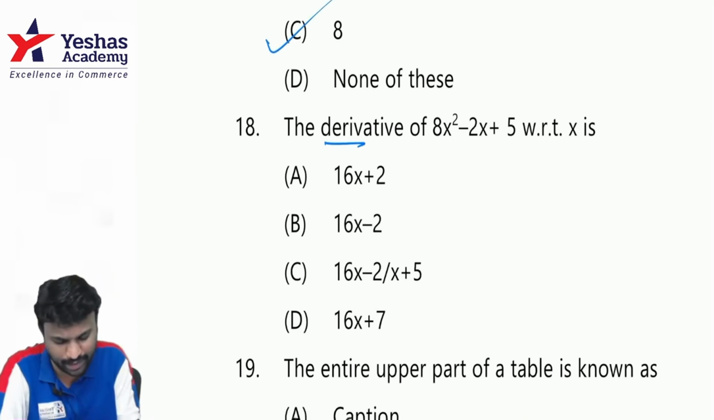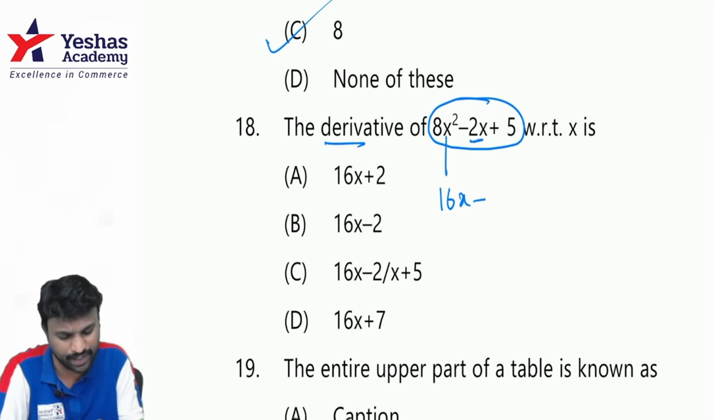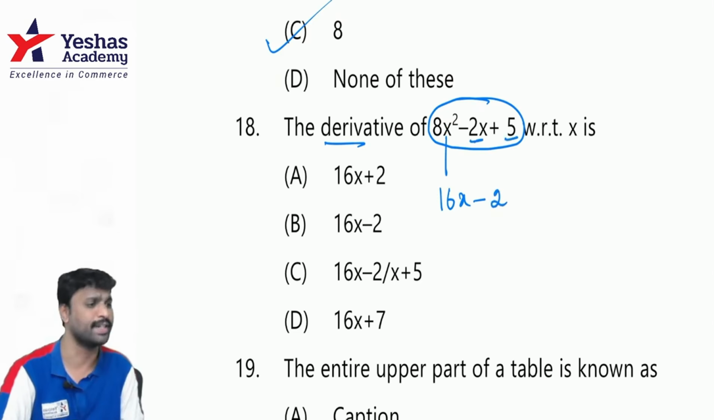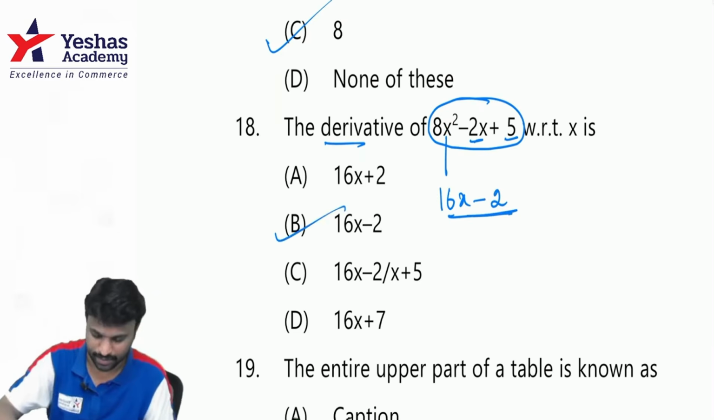Guys, you need to find the derivative of this with respect to x. It's a laddu question. Derivative of 8x square is 16x. Derivative of 2x is 2. Derivative of a constant is 0. So it is 16x minus 2. Option B is the right answer.